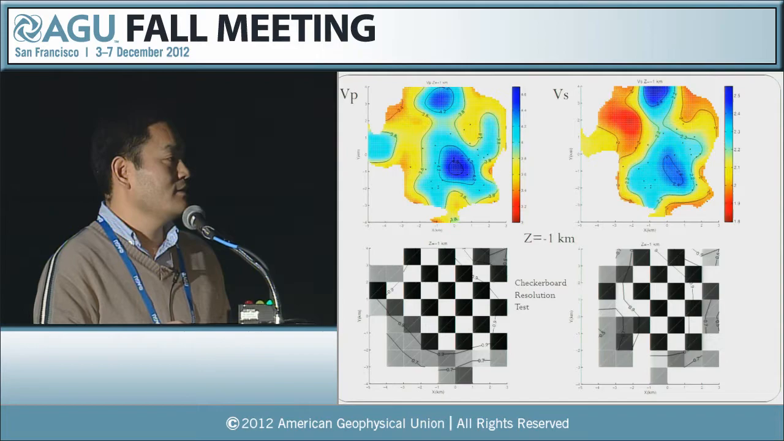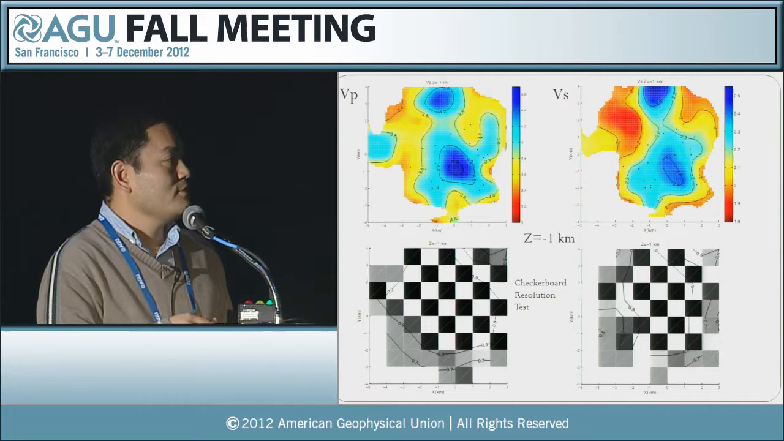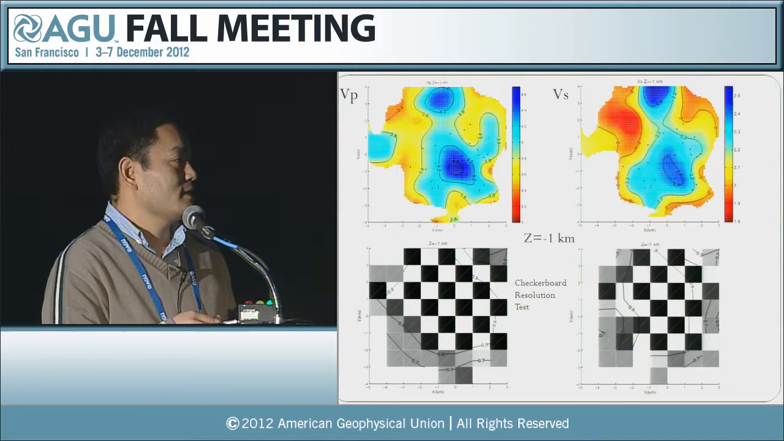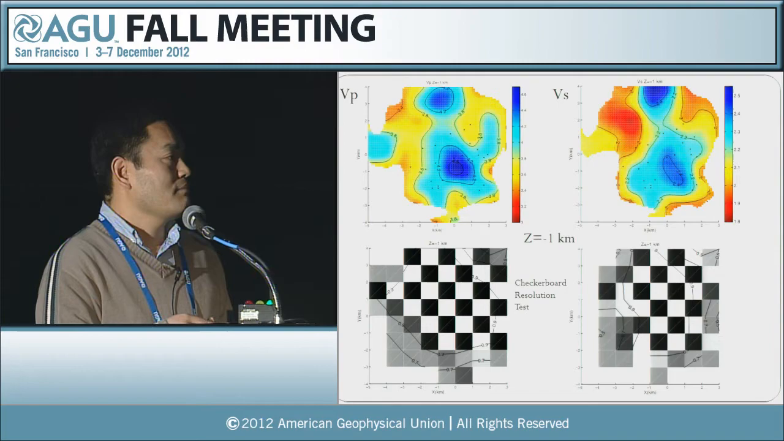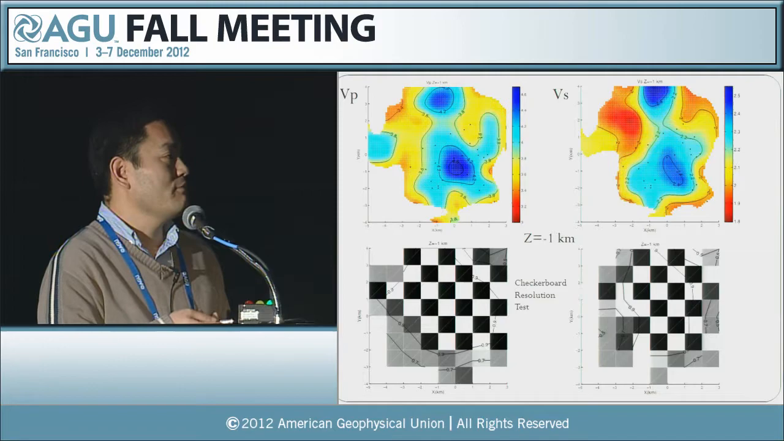We can see in the middle area there is a higher velocity anomaly, and this is a low velocity anomaly. This low velocity anomaly is mainly due to the sedimentary rocks, and this high velocity anomaly is mainly due to the monzonite quartz. And this is a checkerboard pattern to show how well the model is resolved. So let's go to another depth.